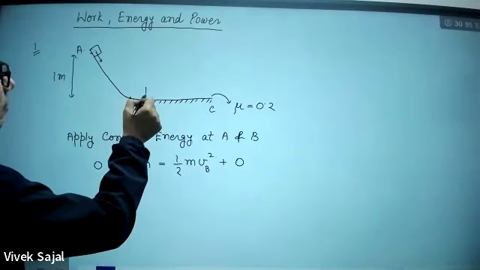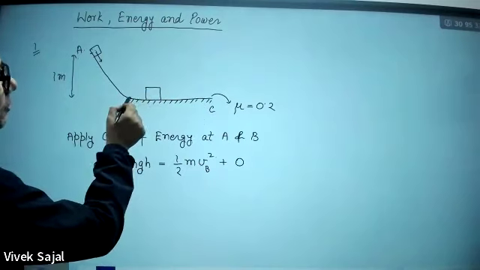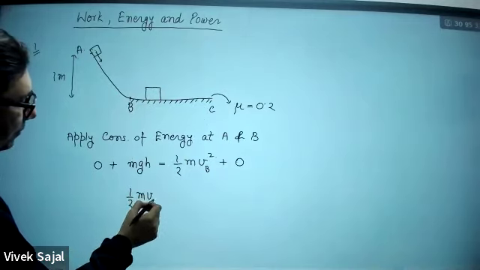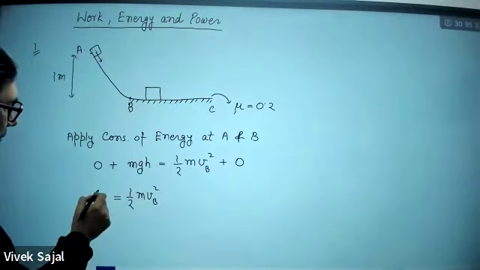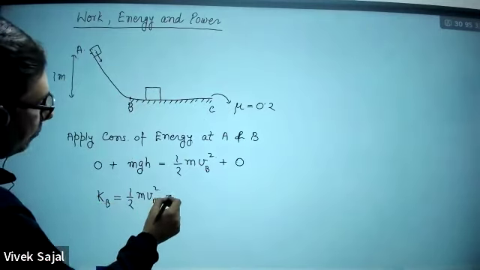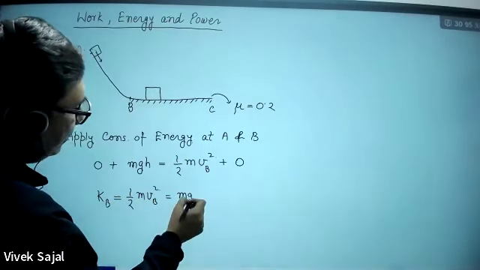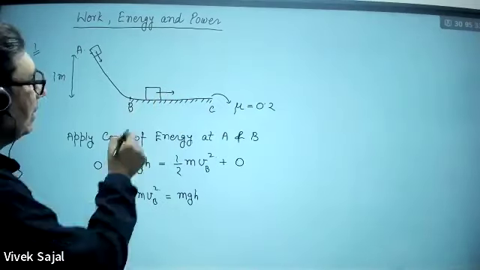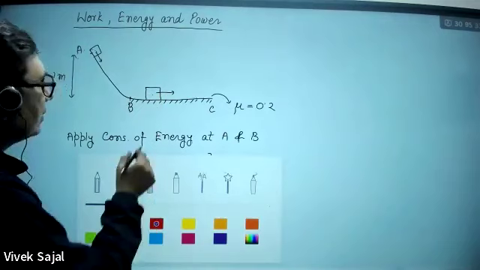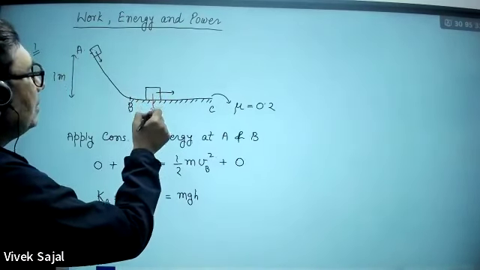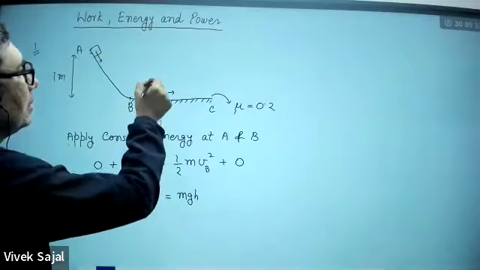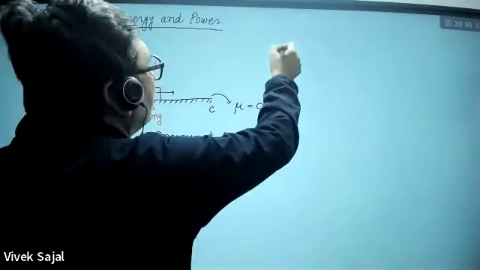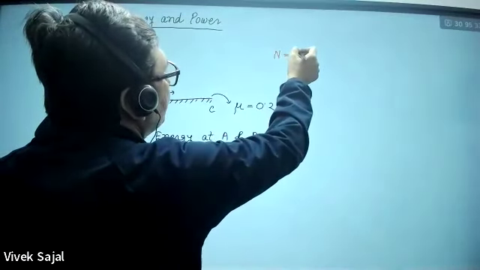Try to understand, when the block reaches point B, it has this much kinetic energy, 1 by 2 m vB square. This is the kinetic energy of the block at point B, and it is equal to mgh. Now, due to this kinetic energy, this block will move in the forward direction like this. Its weight mg acts in the downward direction. The normal reaction will be this, and it will be equal to mg.